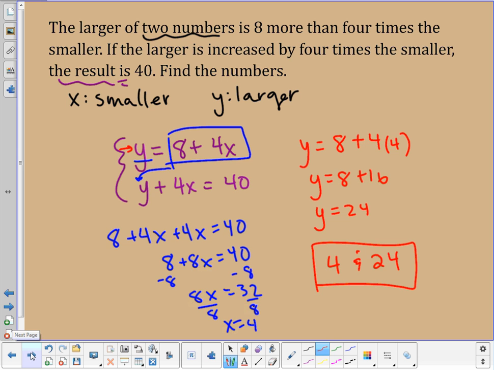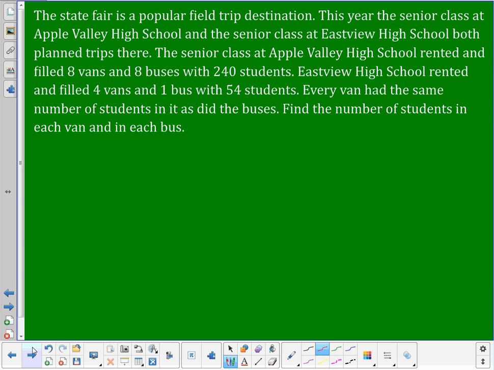All right, let's take a look at number 9. It says the state fair is a popular field trip destination. This year, the senior class of Apple Valley High School and the senior class of Eastview High School both planned trips there. The senior class of Apple Valley rented 8 vans and 8 buses with 240 students. Eastview rented 4 vans and 1 bus with 54 students. Each van had the same number of students as did the buses. Find the number of students in each van and bus.